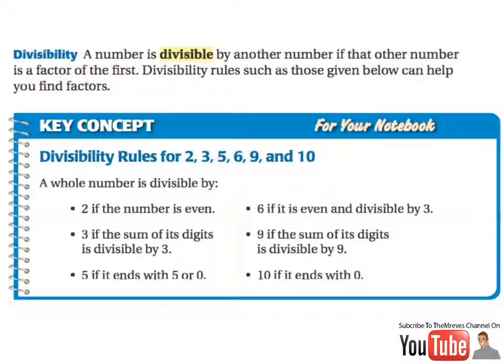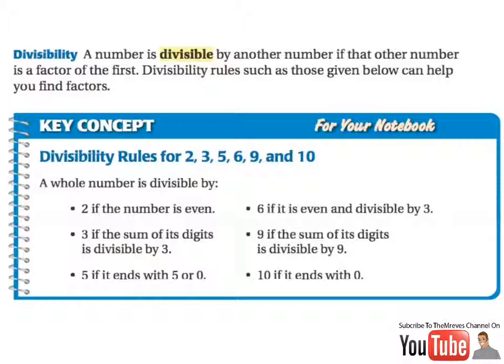Let's go to our definition. It says, a number is divisible by another number if the other number is a factor of the first. Divisibility rules such as those given below can help you find factors. So let's go over the rules below. It says divisibility rules for 2, 3, 5, 6, 9, and 10. Now we're not going to worry about 4, 7, and 8. We're just going to focus on these numbers.